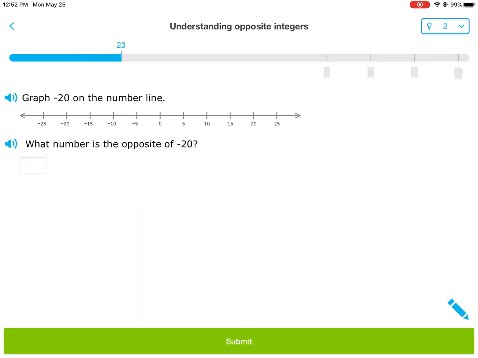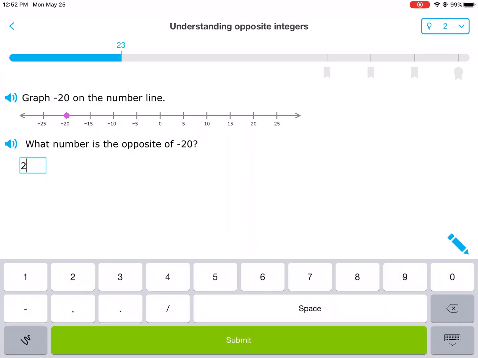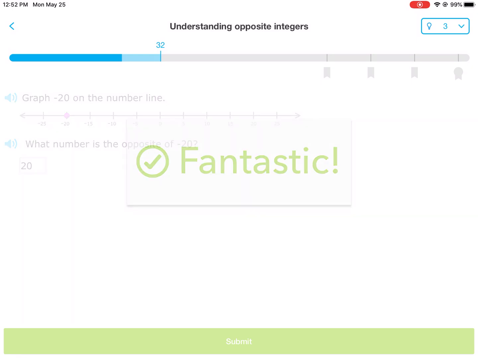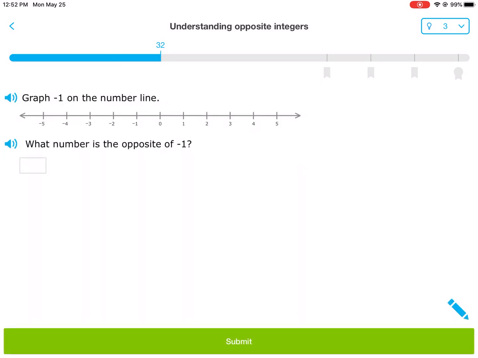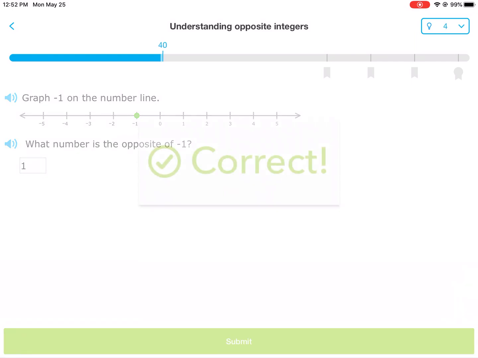Graph negative 20 on the number line. So you'll see that this number line is going up by distances of 5. So negative 20 is to the left of 0. So the opposite is going to be 20 away from the right of 0. Okay, so that'll be a positive 20. Graph negative 1, so that's to the left of 0. Opposite of that is going to be a positive 1.